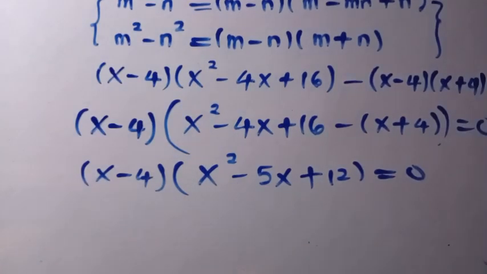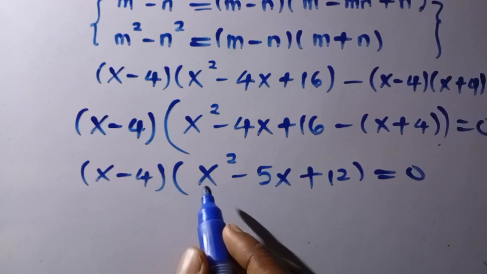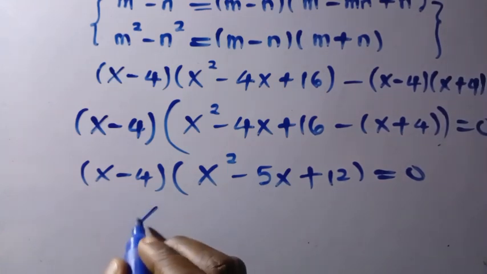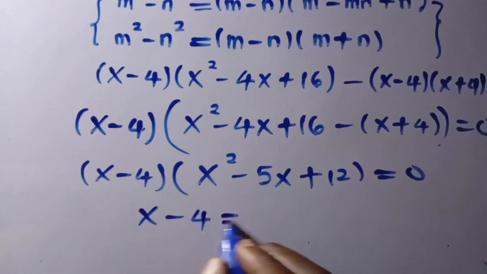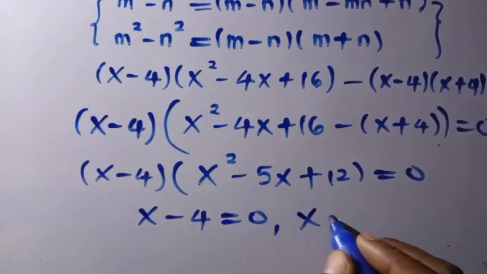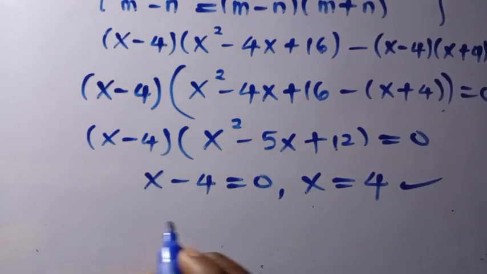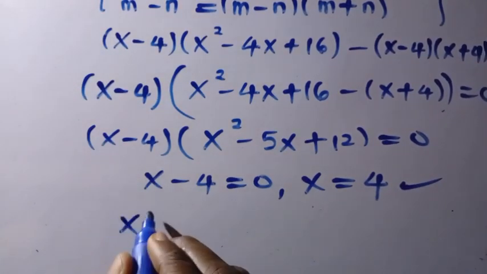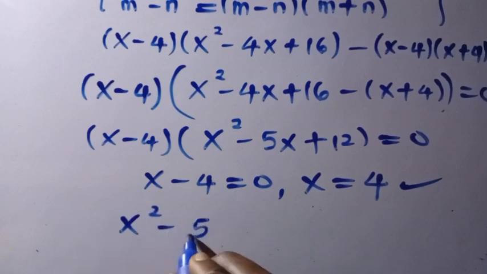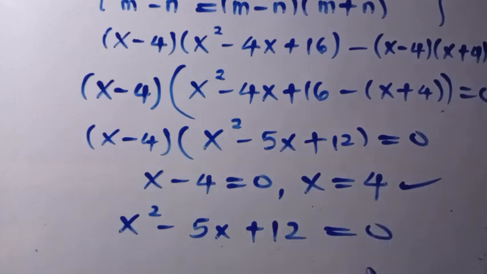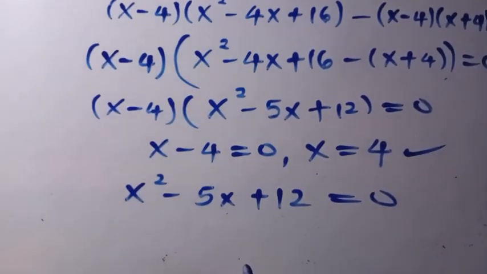Then we have x minus 4 equals 0 and x squared minus 5x plus 12 equals 0. So these are the two things we have. x minus 4 equals 0, and this implies that our x here equals 4. That is the first solution to this. And also from the other part, x squared minus 5x plus 12 equals 0. So here is a quadratic equation. Let's try to provide a solution to this as well.